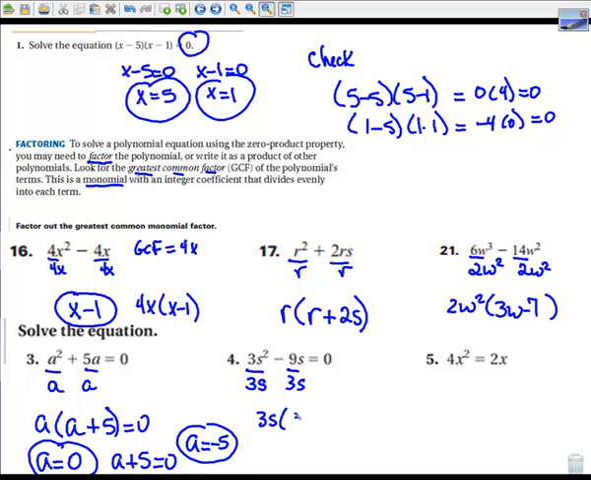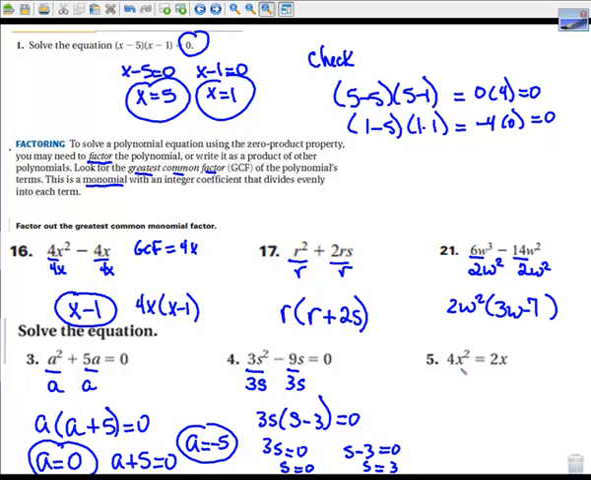When I divide, this gives me an s minus 3 equals 0. So I get 3s equals 0, and s minus 3 equals 0. Well, if I divide by 3, s equals 0, and if I add 3, s equals 3. So those are my two solutions.